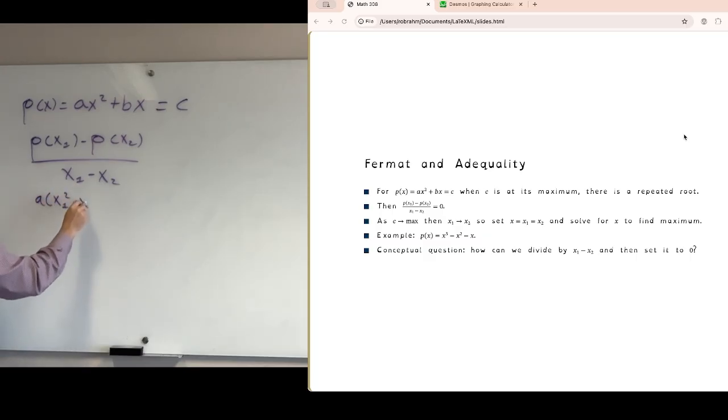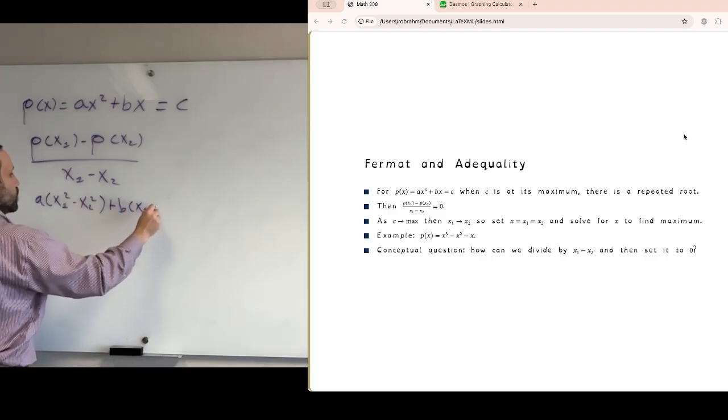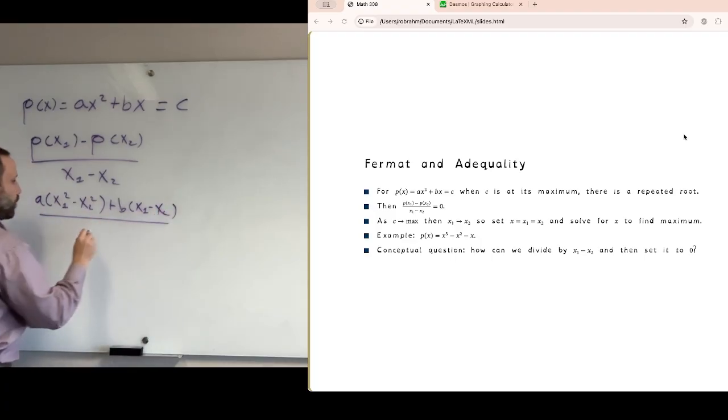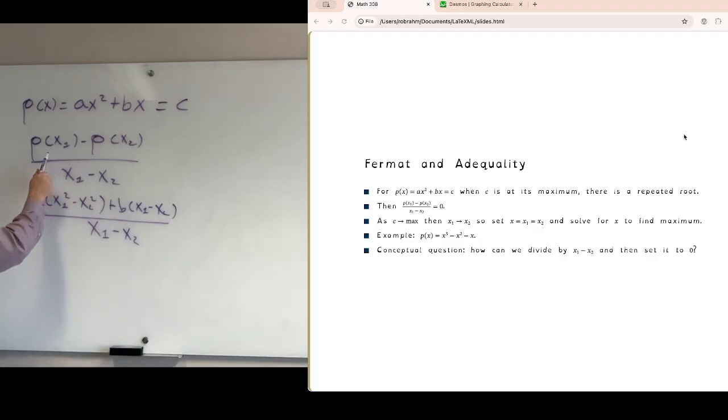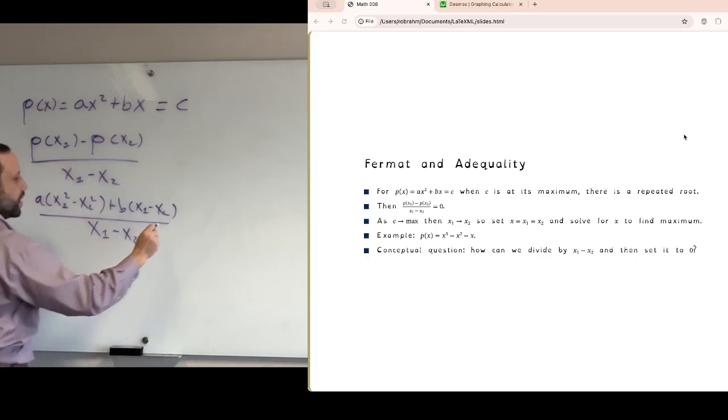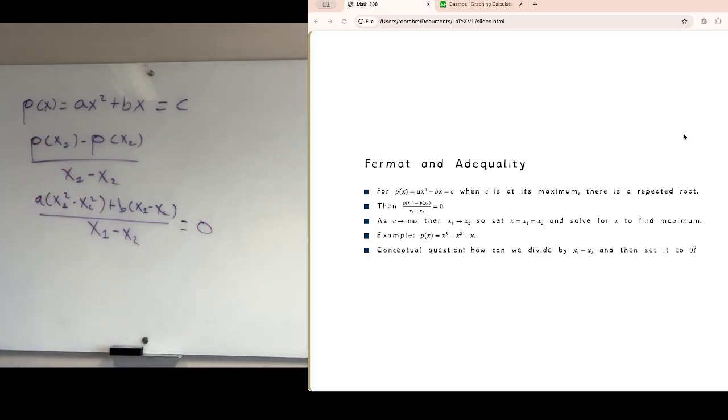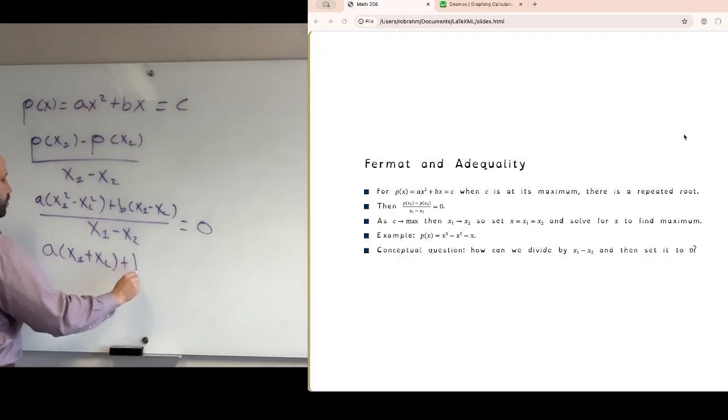times x1 squared minus x2 squared plus b times x1 minus x2, and we're going to divide by x1 minus x2. And again, x1 and x2 are the solutions to this equation for a given value of c. So p of x1 is equal to p of x2, so then this is equal to 0. Now notice what happens over here. x1 squared minus x2 squared divided by x1 minus x2, we're just going to be left with a times x1 plus x2, and then over here we're going to be left with plus b, and that's equal to 0.